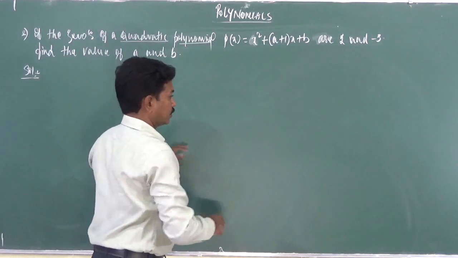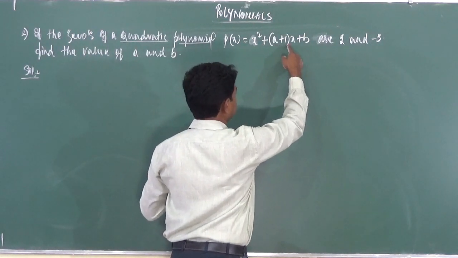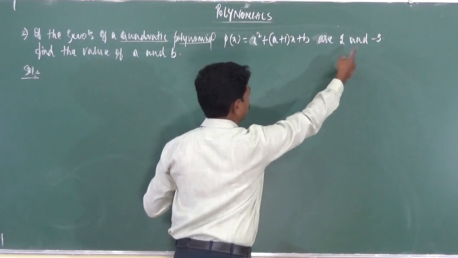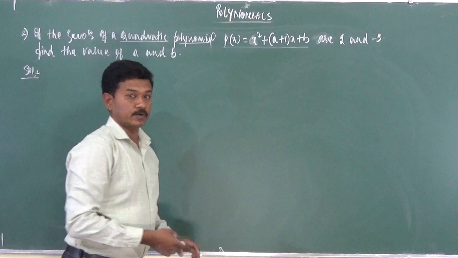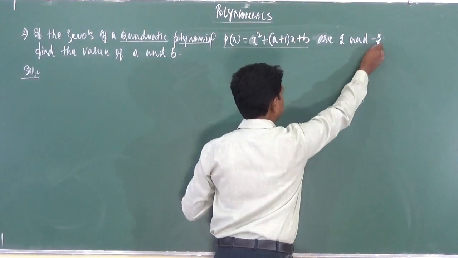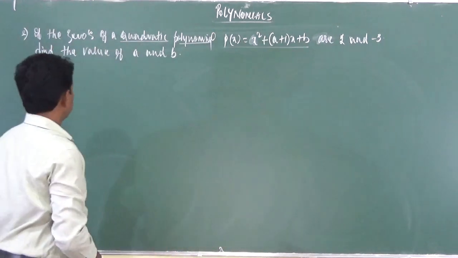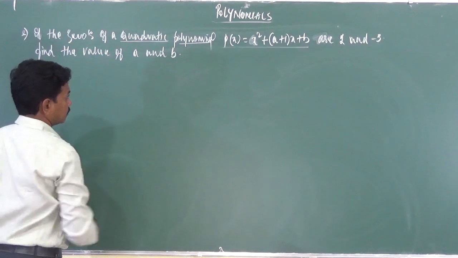So the polynomial is also given to you. That is p of x is equal to x square plus a plus 1 into x plus b, and the zeros are 2 and 3. For this polynomial there are 2 zeros, because as it is a quadratic polynomial it has 2 zeros. One zero is 2, another zero is minus 3. So find the value of a and b which are in the polynomial.